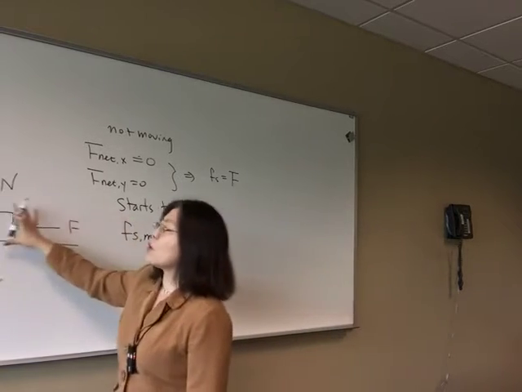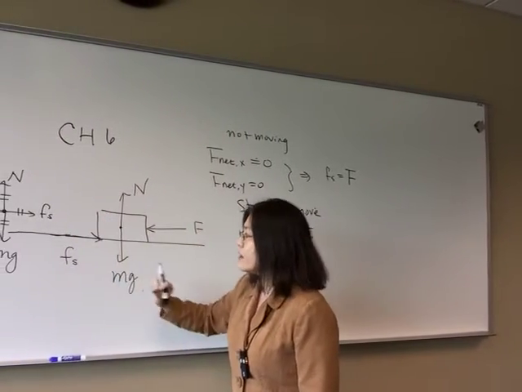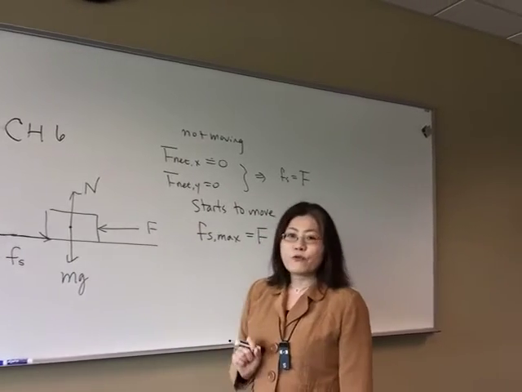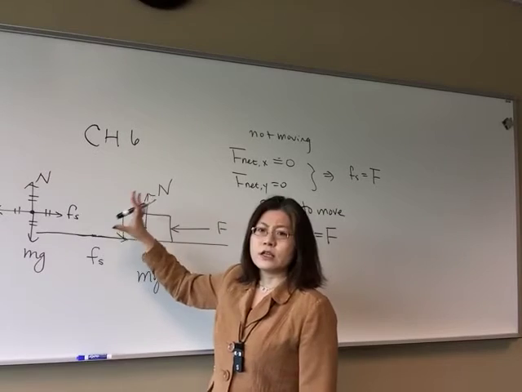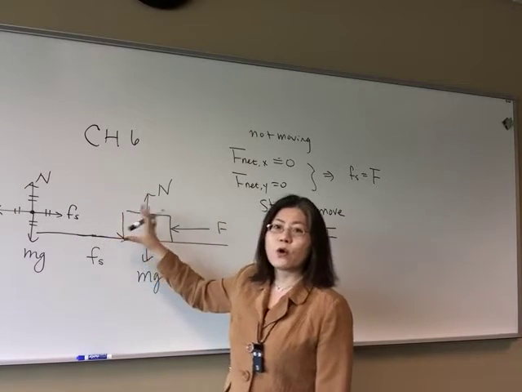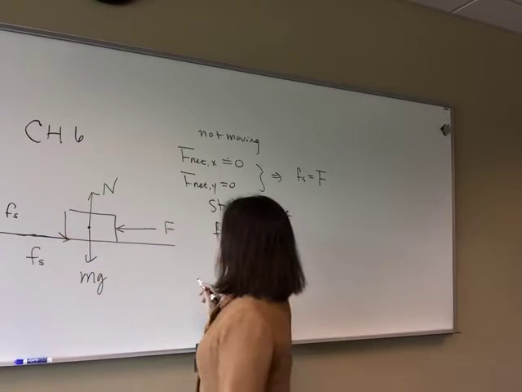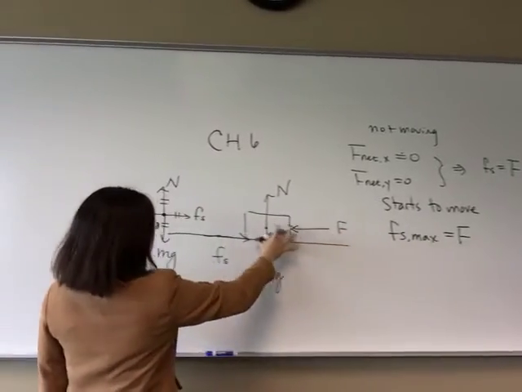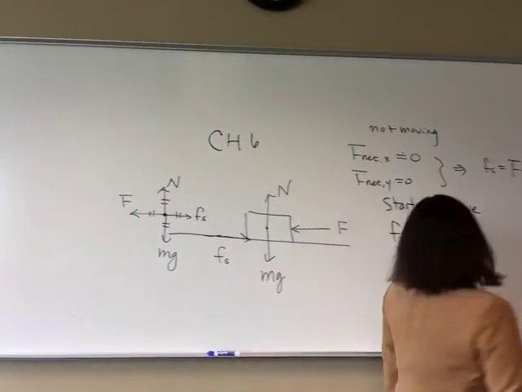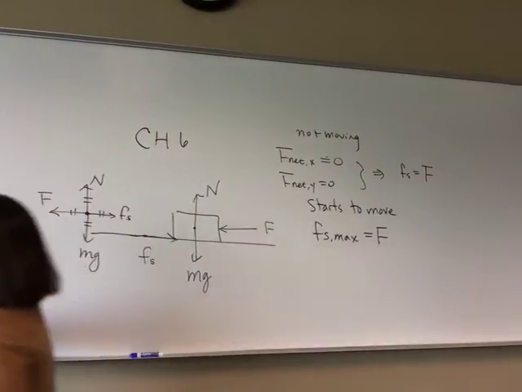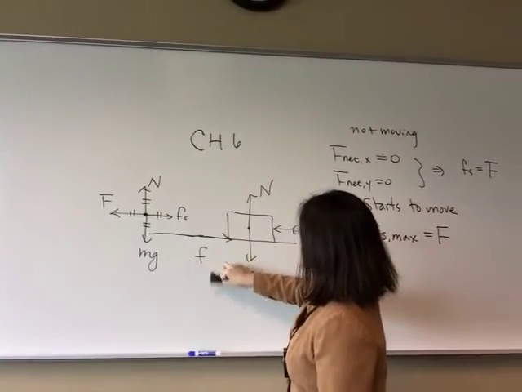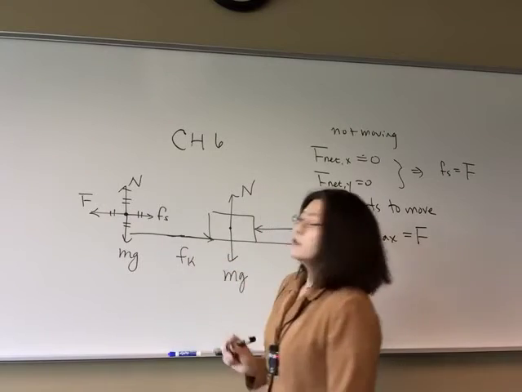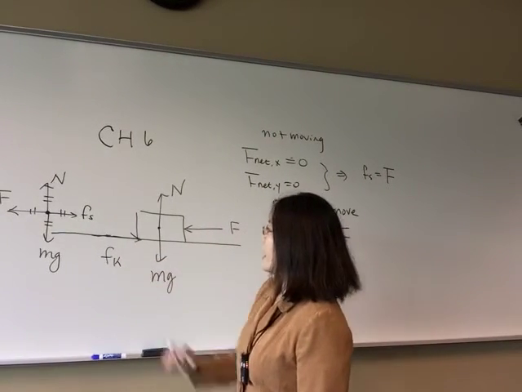Now, once you get this whole thing moving, it experiences a different magnitude of the force. It's still frictional force, but we call that kinetic friction. Let's say the whole thing is now moving in the leftward direction. Then the frictional force that it experiences now becomes the kinetic friction, Fk.